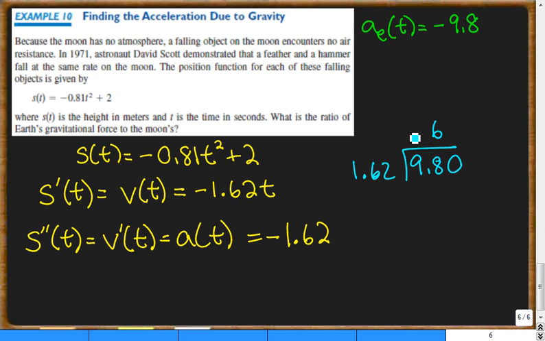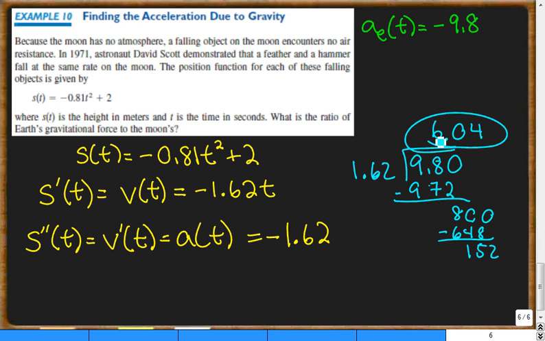So 6 times this is going to be 972. I think, yep. And then we're left with 80. This doesn't go in, so we get 8.0. We then add a 0 to it. This goes in 4 times. So 4 times this would be 648, which gives us 152, which again doesn't go in. 162 doesn't go into that. So we end up about 6 times as much, right? Our gravity is over 6 times that of the moon's.